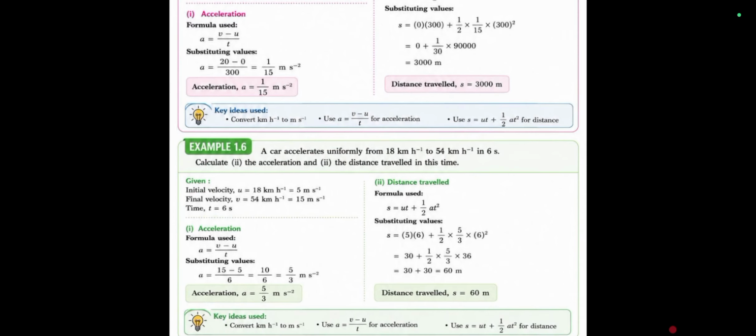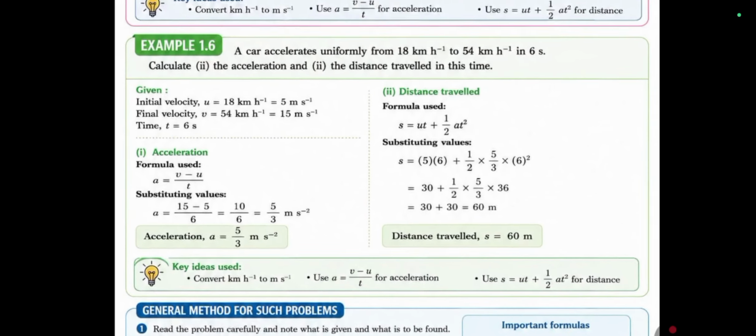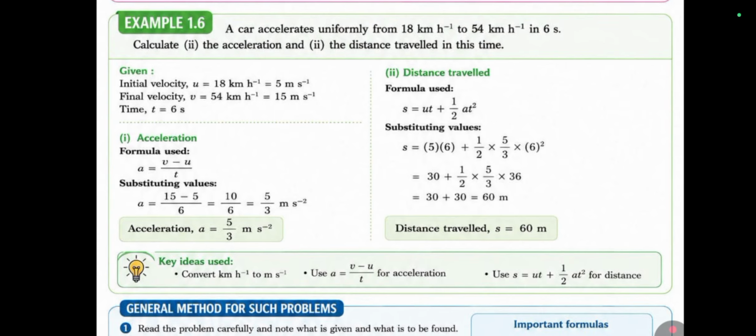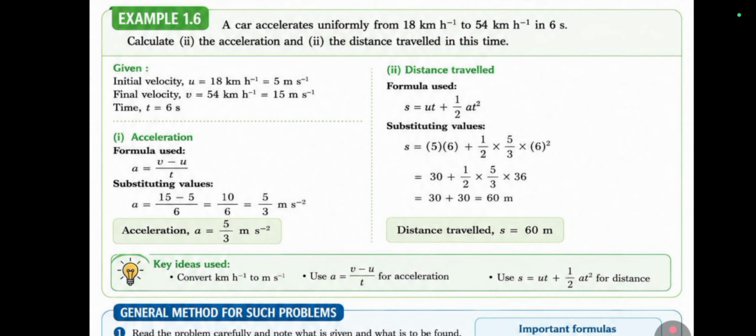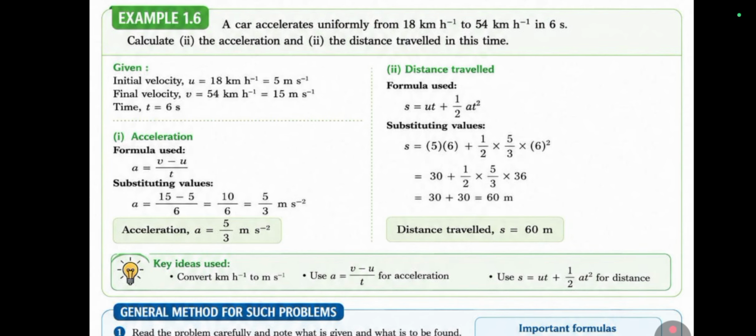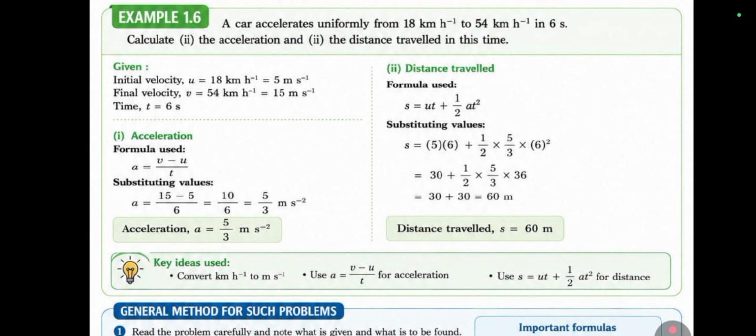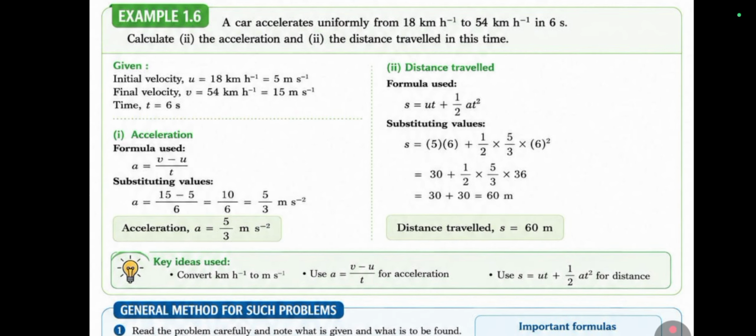And the second problem, 1.6. A car accelerates uniformly from 18 km per hour to 54 km per hour in 6 seconds. Calculate the acceleration and the distance traveled in this time. Same questions. Now here the initial velocity u, final velocity v and time taken are given.